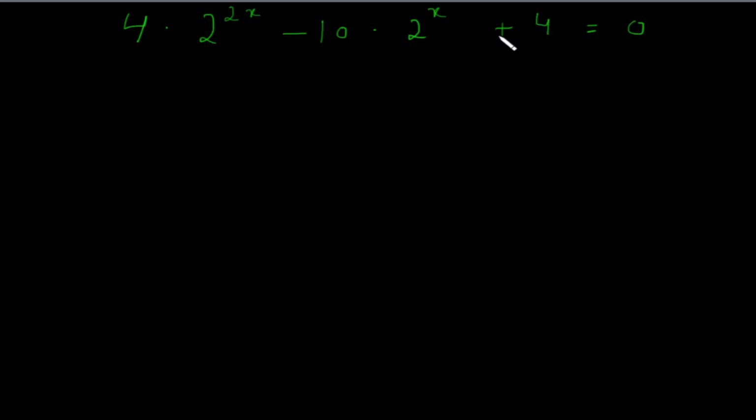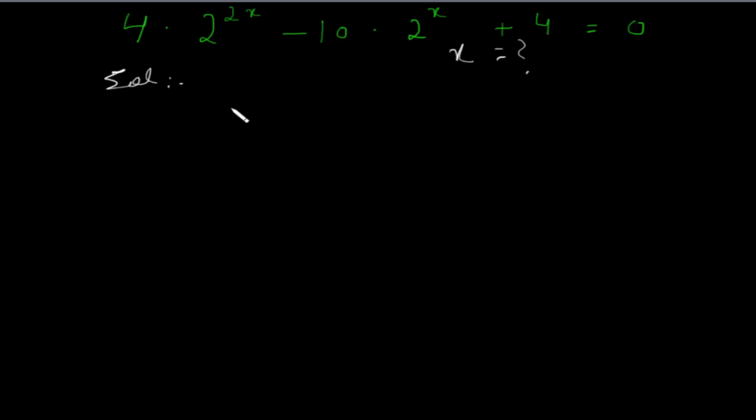We have a nice exponential question: 4 into 2 raised to power 2x minus 10 into 2 raised to power x plus 4 is equal to 0. I need you to remember that this isn't the point; this is actually the coefficients of this number. So this is 4 into 2 raised to power 2x, not 4.2, and we have to find out the value of x.